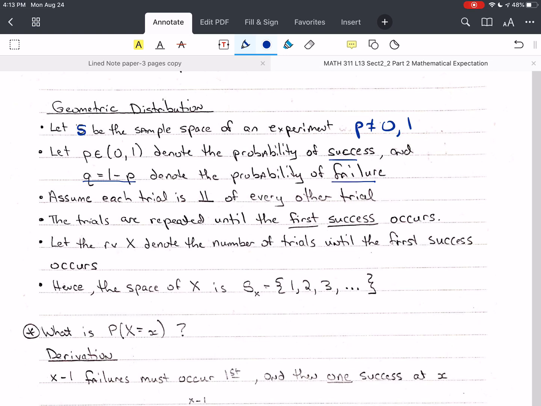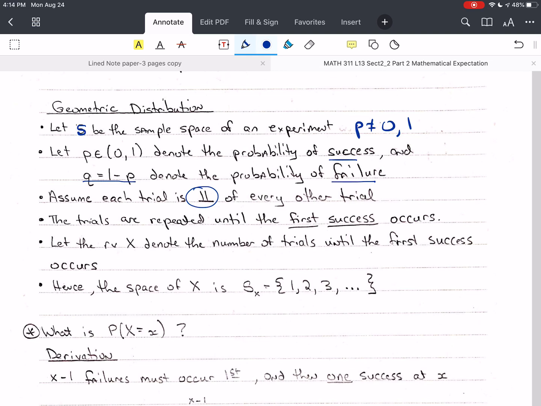Now, in real life, P is whatever we're studying. So if we were studying a death, obviously we wouldn't think of that as success, and we wouldn't think of life as a failure. But this is the terminology that's used. So don't let reality get in the way of this technical definition, which apparently wasn't thought through very well. Okay, so let's assume that each trial is independent of every other trial.